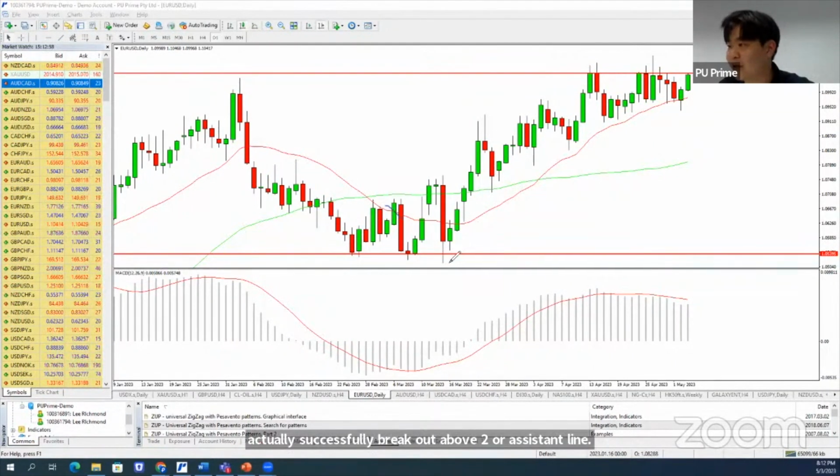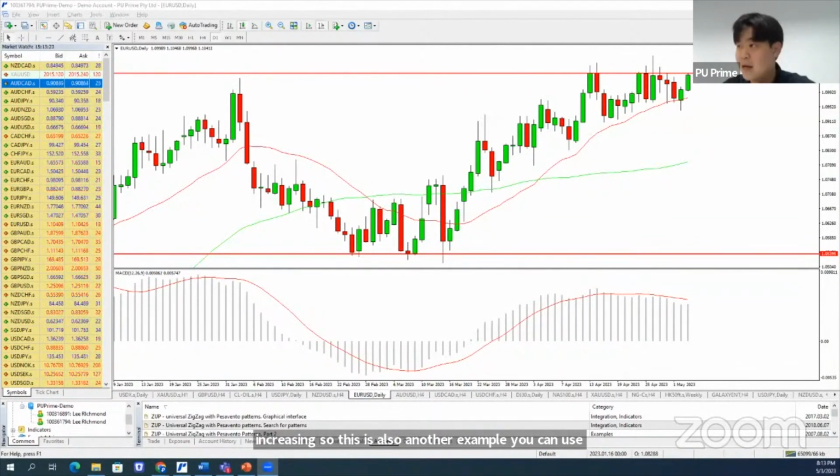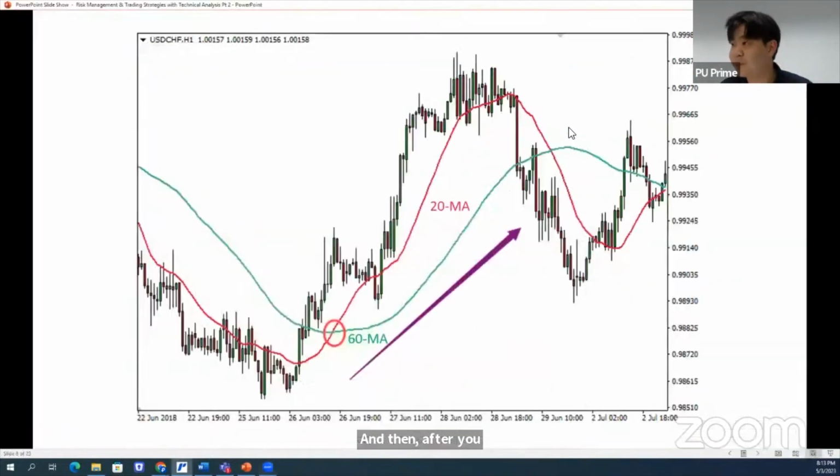You can see after it touched here, it rebounded, and then it broke out above the red line, and then it touched the long-term line, the green line, again over here. Then once it successfully broke above this green line and red line together, it increased a lot. So this is also another example you can use as a resistance and support level. And I hope you guys understand the ML line.